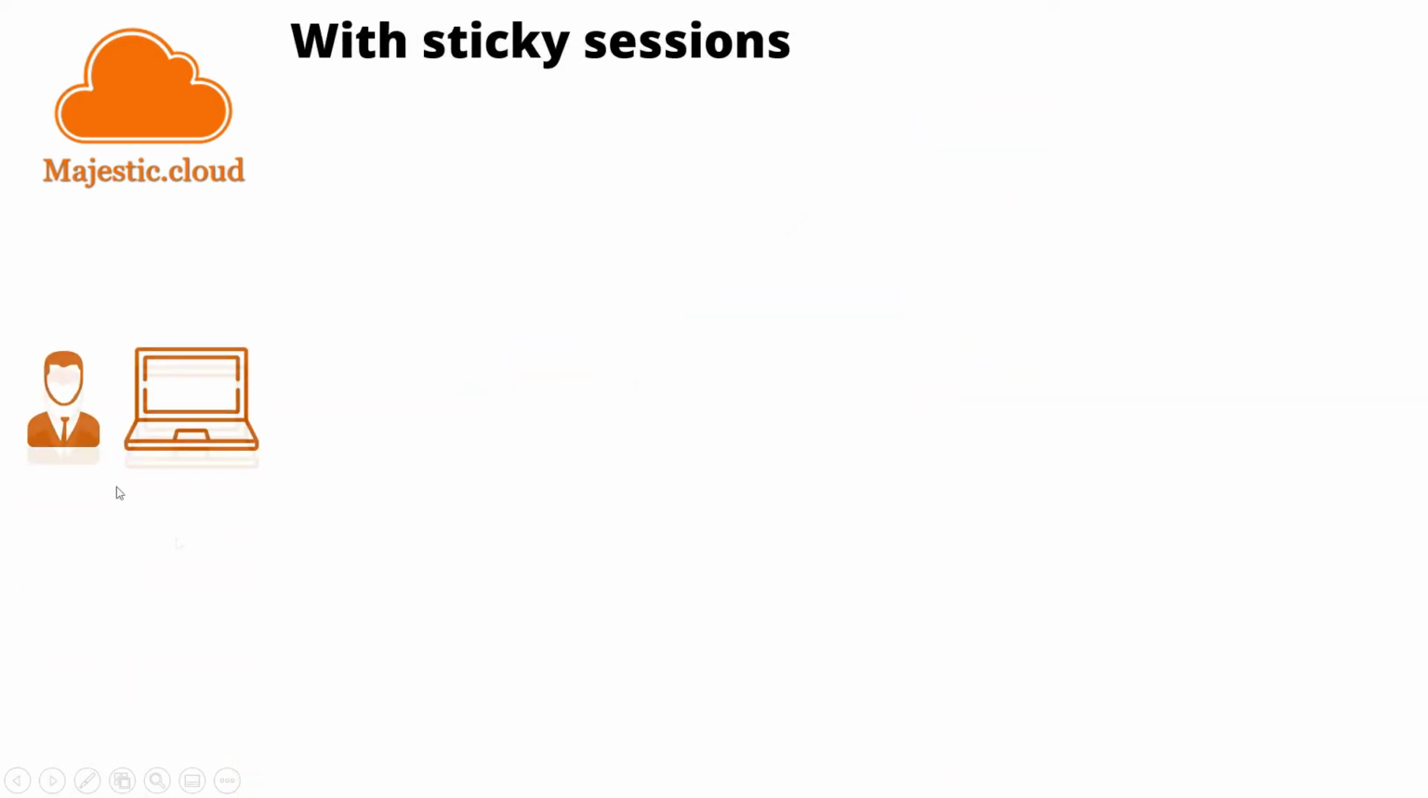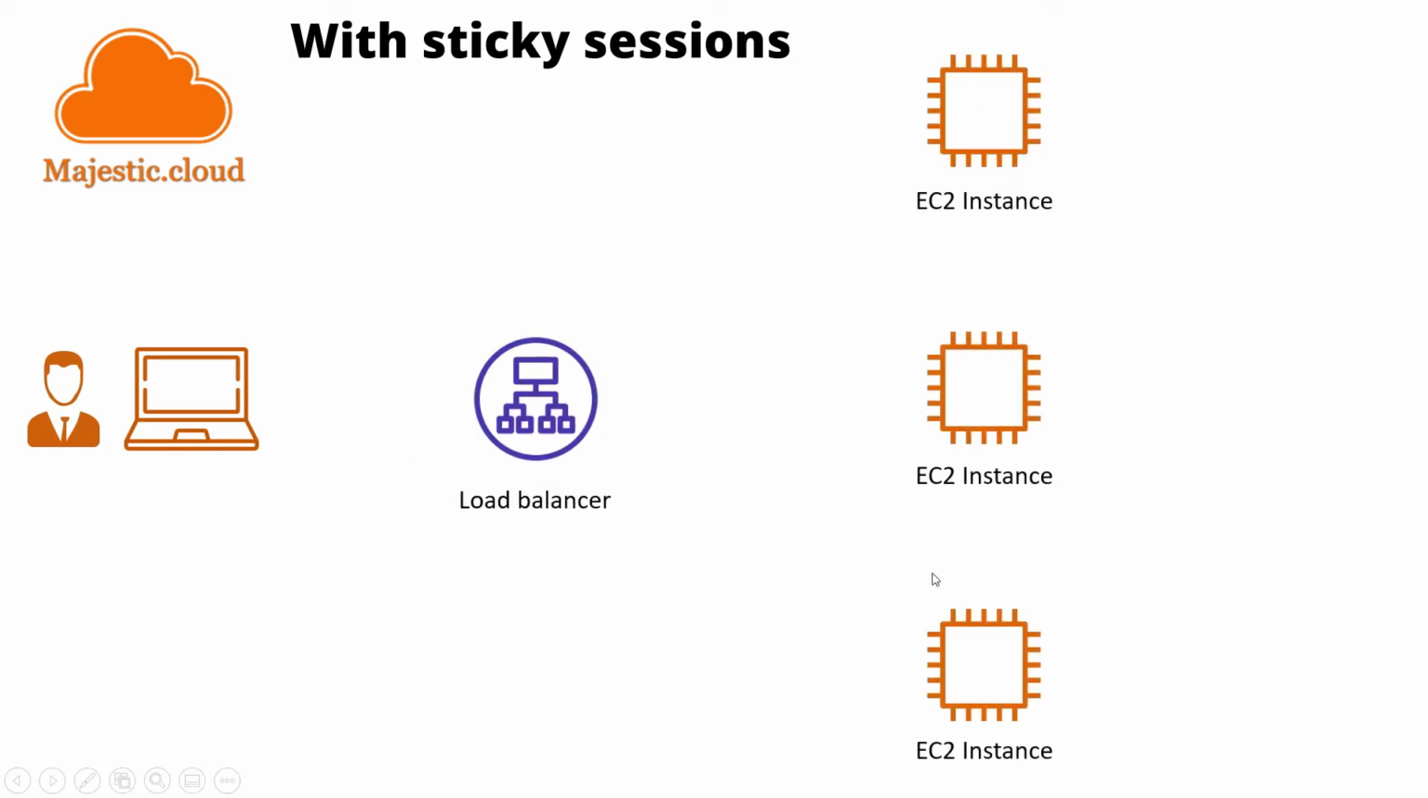So with sticky sessions, we have the same user and also the same load balancer and the same EC2 instances, but we have activated here on the load balancer target groups the sticky sessions feature. So now when our user opens a connection to the load balancer, he is sent to one of the instances, the first one in this case, and the session is stored here on the instance. And then what happens is that the load balancer sets a cookie on his device. This can be a laptop or a desktop computer or even a phone.